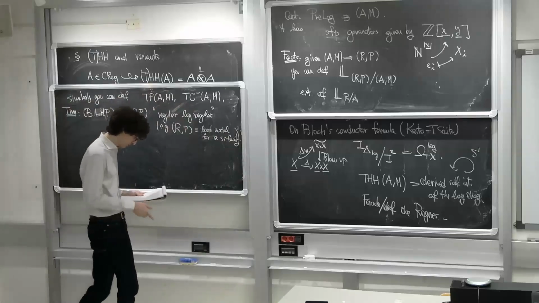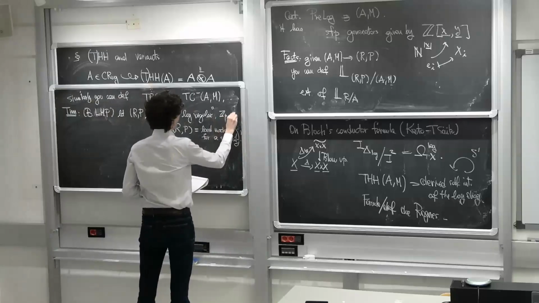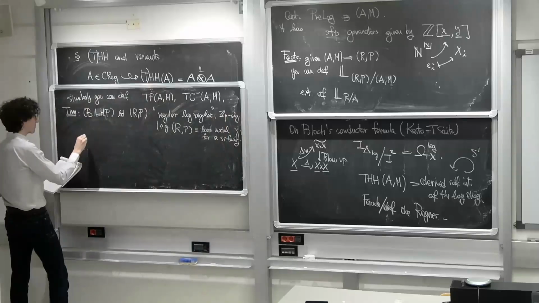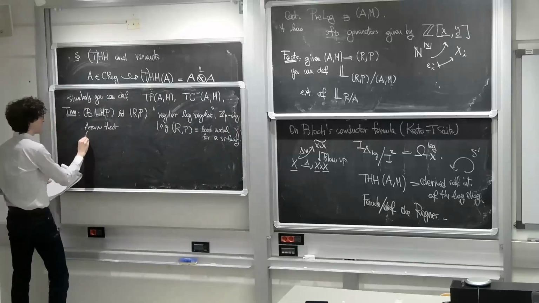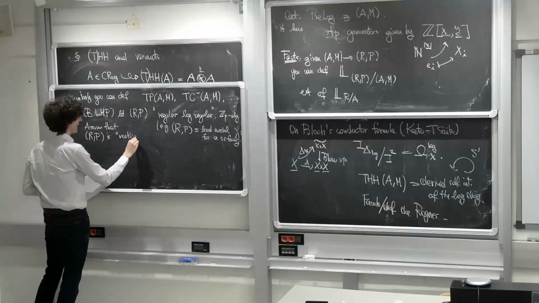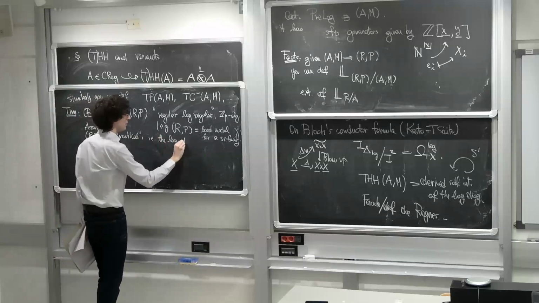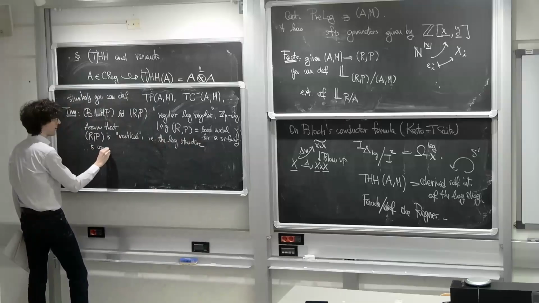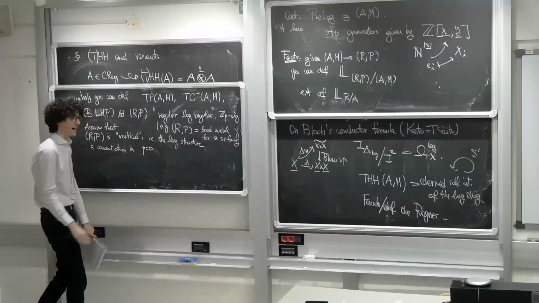This is also due to Kato. Z_p, right? And assume that R_P is vertical, i.e., the logarithmic structure is concentrated in, say, P equals 0, the fiber D.